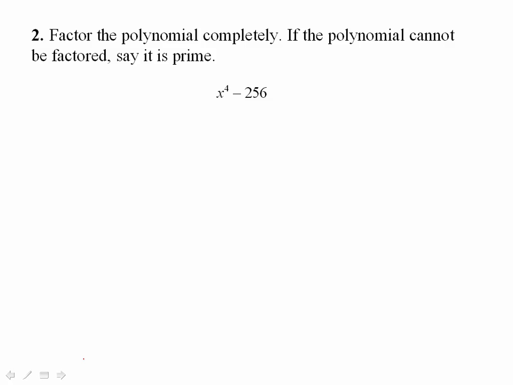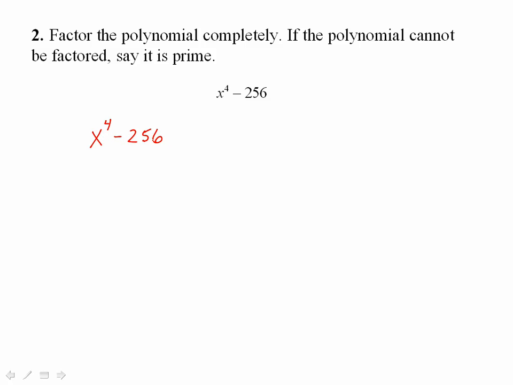Factor the polynomial completely. If the polynomial cannot be factored, say it is prime. So we wish to factor x to the fourth minus 256. When you're factoring, the first thing that you want to do is determine the number of terms that are to be factored. Here we have the difference of two terms.